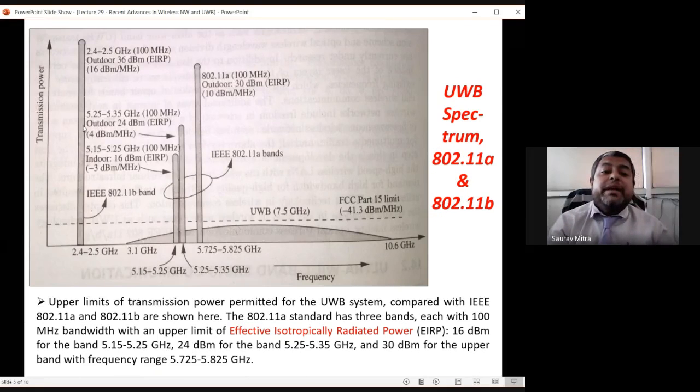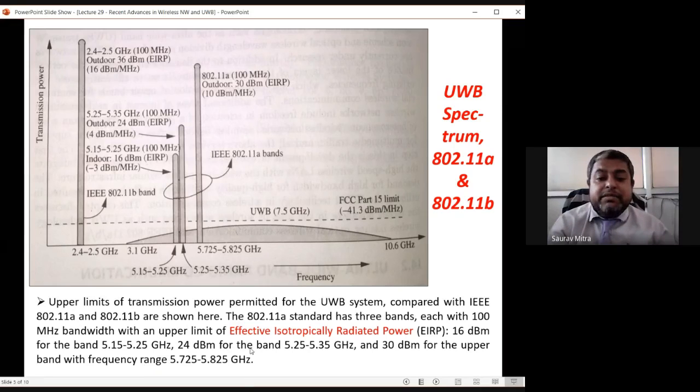Then this diagram is the main difference between ultra-wideband and narrowband system. So narrowband systems also have two spectrums: 802.11b, which has very high power, high power spectral density and high EIRP. This is 802.11a, which has comparatively low EIRP and comparatively low power spectral density. But here we find the ultra-wideband, which is very wide in bandwidth, almost 7.5 gigahertz, but has very low EIRP and very low power spectral density.